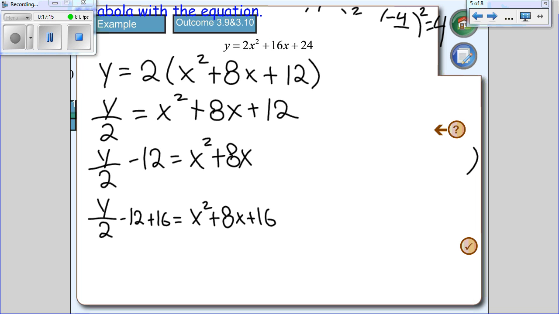Simplify the left-hand side, so it'll be y over 2 plus 4 is equal to x plus 4 squared. So I factored that right-hand side. And I knew it was a perfect square trinomial because I picked such a beautiful C value. So numbers that would add to the 8, 4 and 4. Numbers that would multiply to be 16, 4 and 4.